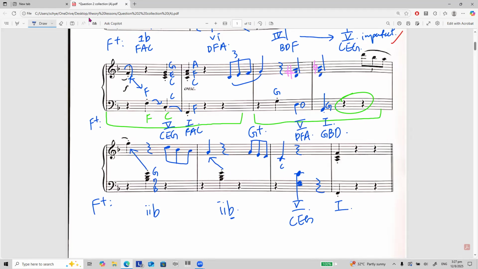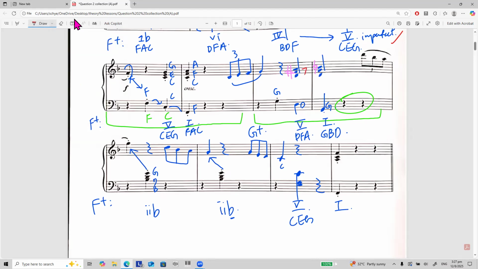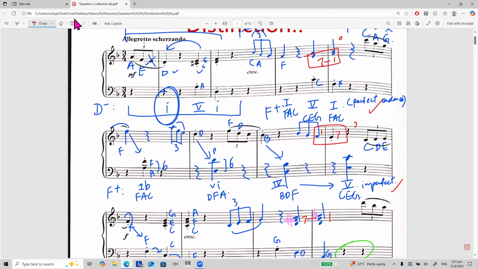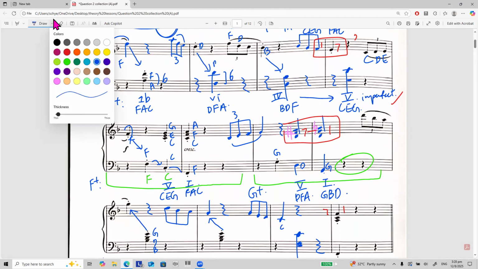Okay, and then ending, don't forget, we need the leading note and tonic, just like what we did just now. This is the leading note and tonic. So every phrase must try to have leading note, tonic. So this one also, leading note goes to tonic, so that it gives you a more satisfying ending.